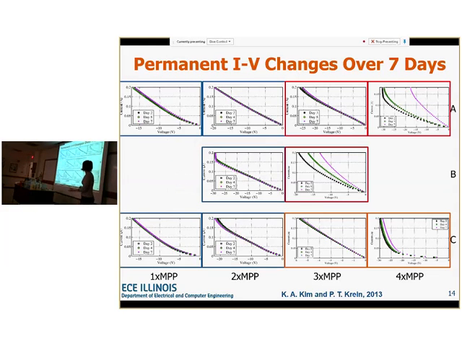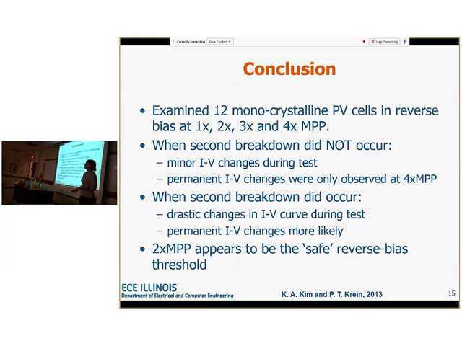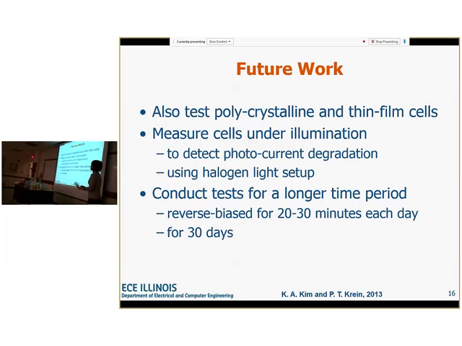So based on this, since we're kind of increasing here, it looks like a safe region. So my initial conclusion would be that 2 times the maximum power point in reverse looks like a safe level that we can let the PVs go to without breaking down and damaging the cell further. Of course, we want to keep working on this, and I'm going to be working on this semester.